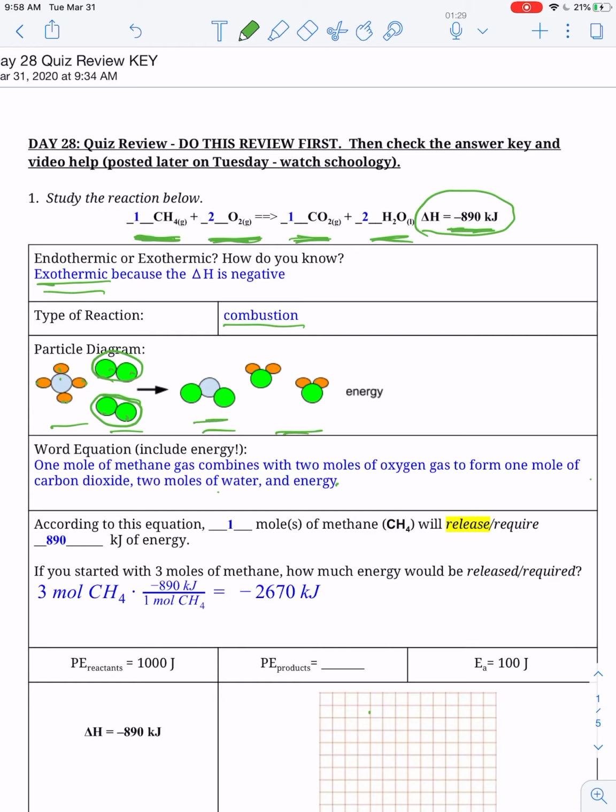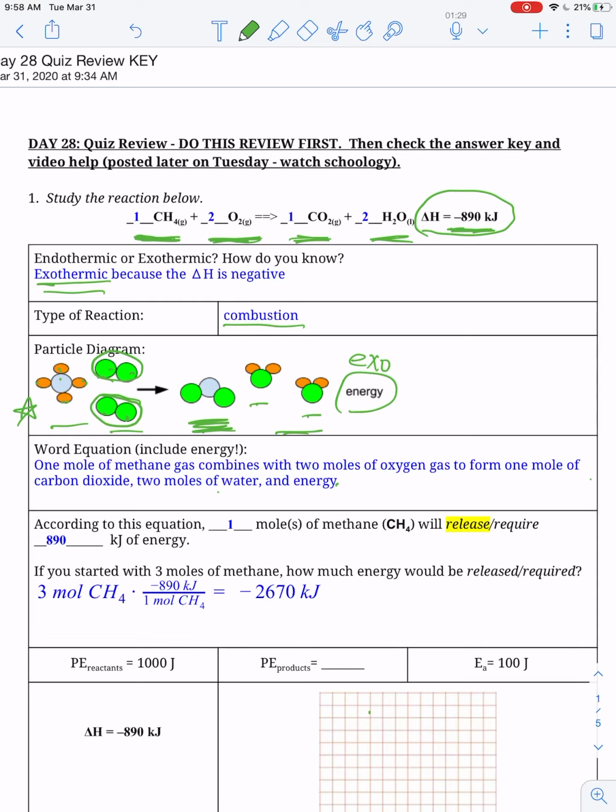That's going to make 1 carbon dioxide, 2 waters. And don't forget to add in where the energy is. So remember, if it's exothermic, the energy is going to be like a product. It's coming out. If it's endothermic, you would put it over here with the reactants.